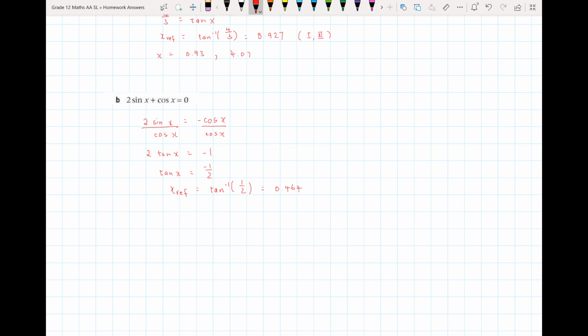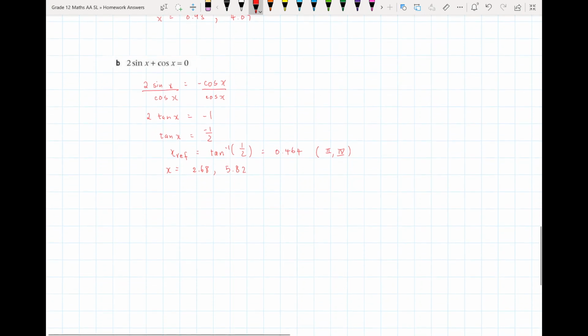Now we want this to be negative, so that means the angles that I want to generate will be in quadrants 2 and 4. So therefore x will be pi minus and pi plus. No, 2 pi minus. So what I do is I will go to the GDC and type in 2 pi minus, and then I will just hit up until I get the answer line for the reference angle, so I don't have to type in the whole string of digits. And that's it.